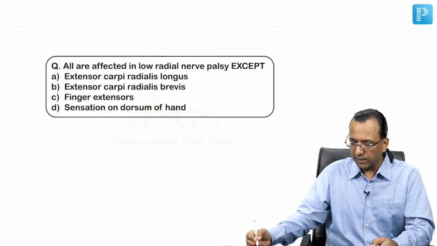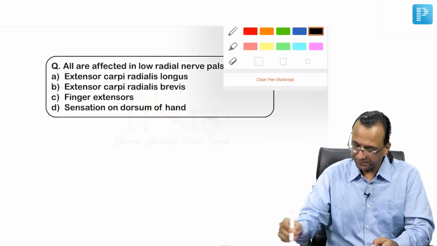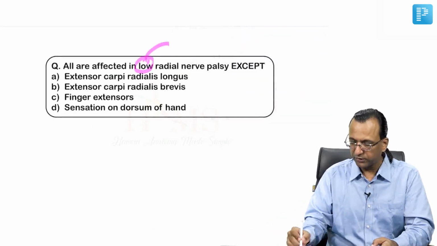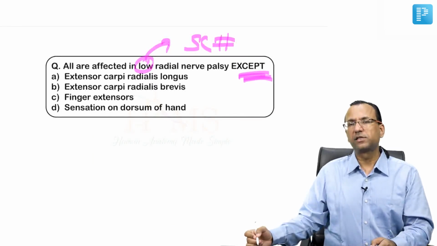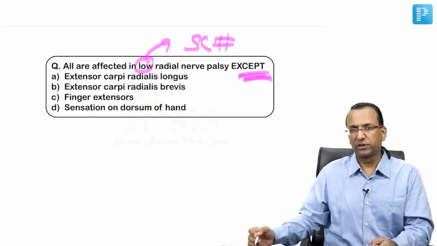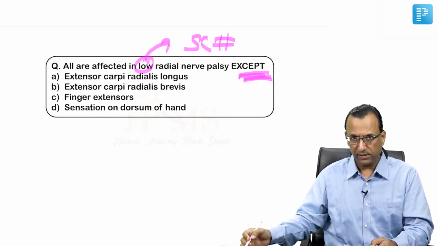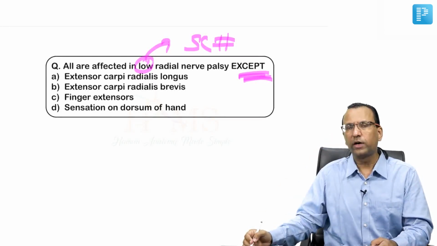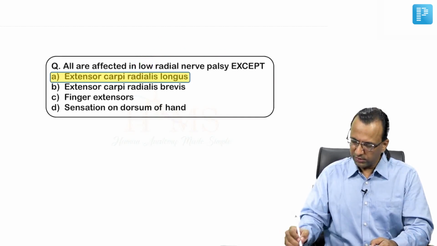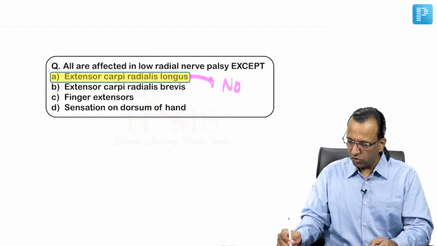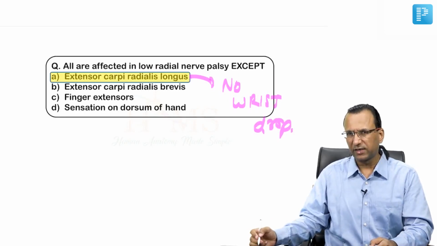Now, I got a question. It is asking, all are affected in low radial nerve injury, which could be supracondylar fracture, except. So it is like the second patient which you have discussed. Patient number 2, yes. Supracondylar fracture, yes. Low radial nerve injury, yes. I think ECRL was already supplied. Yes, no wrist drop. That is your answer. Correct.